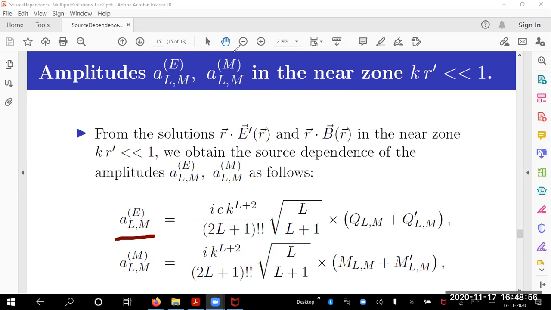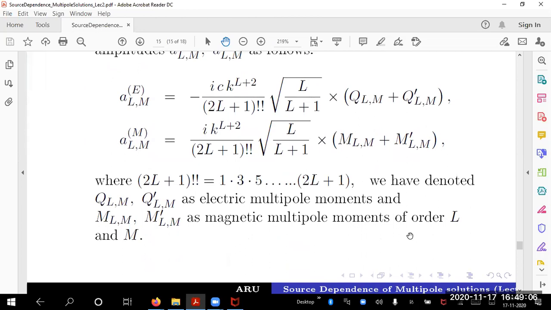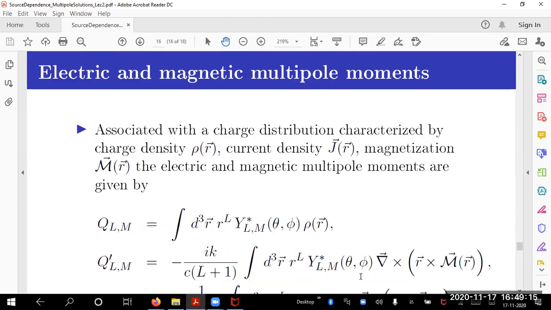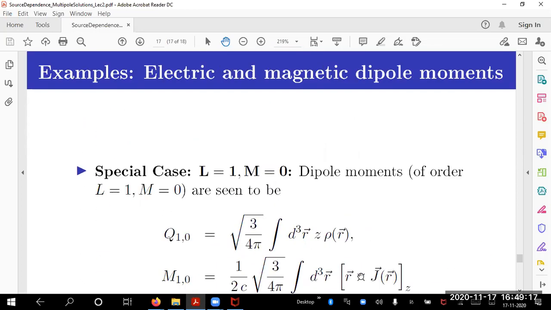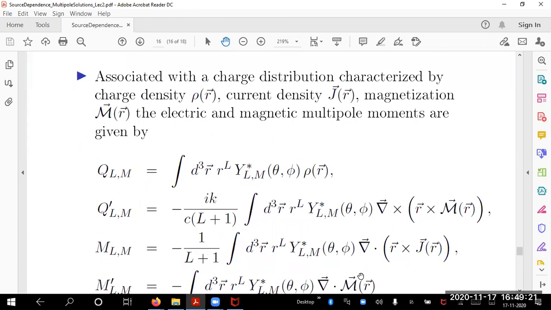But what I want to tell you is, all right, you have got this. We will go ahead and show you what this QLM and Q prime LM are. This Q prime LM and QLM are called electric multipole moments and magnetic multipole moments. That is what I'm going to introduce, and I will tell you what an electric multipole moment is.